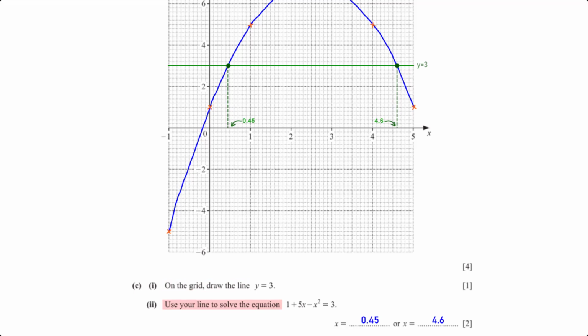Use your line to solve the equation 1 plus 5x minus x squared equals 3. In other words, we are asked to find the x values of the intersection points between the graph of y equals 1 plus 5x minus x squared and the line y equals 3. On the grid, we see that the x values of these points are 0.45 and 4.6.